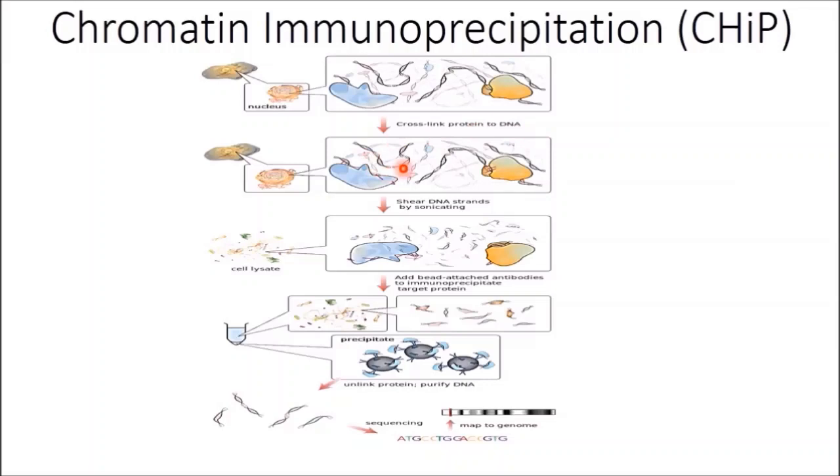You shear the strands via sonication. You don't have to understand what that means. You just shear the strands. And then you add a bead-attached antibody to immunoprecipitate the target protein.